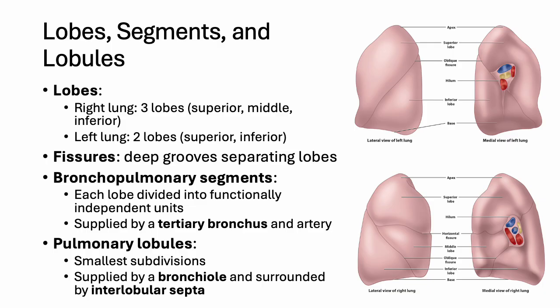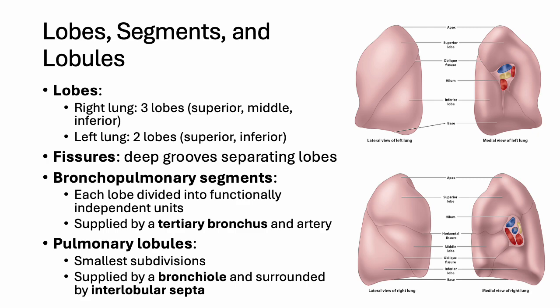Each lung is divided into lobes, which we've already discussed. The right lung has 3 lobes, and the left lung has 2. Each lobe is further subdivided into bronchopulmonary segments. These segments are important because they are functionally and anatomically distinct regions, each receiving air from its own tertiary bronchus and blood from its own branch of the pulmonary artery. This means that each segment operates somewhat independently.